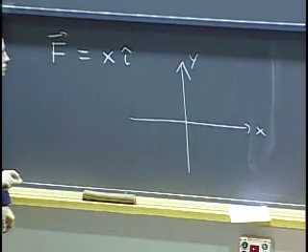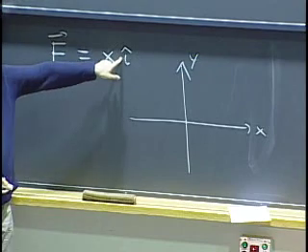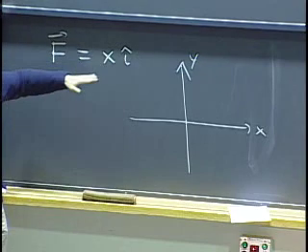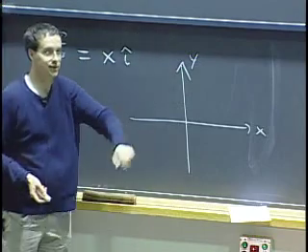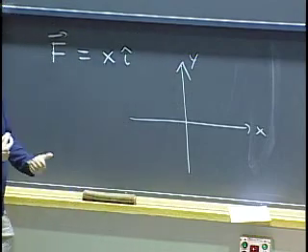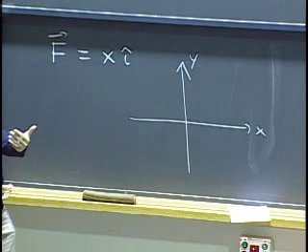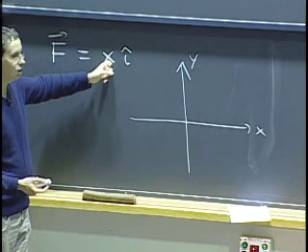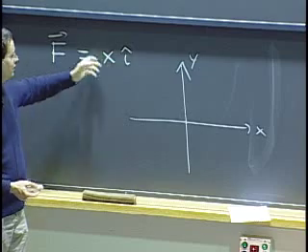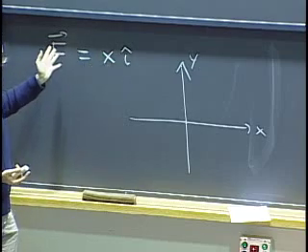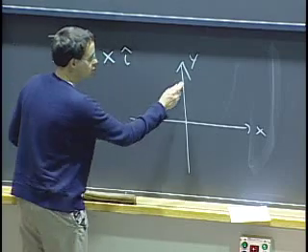So first of all, we know that this is only in the i direction, so it's always horizontal. It doesn't have a j component, so everywhere it will be a horizontal vector. Now the question is, how long is it? Well, how long it is depends on x. So for example, if x is 0, then this will actually be the 0 vector. So x is 0, that's here.